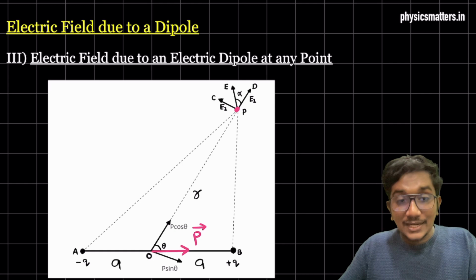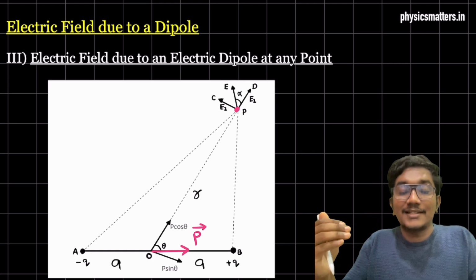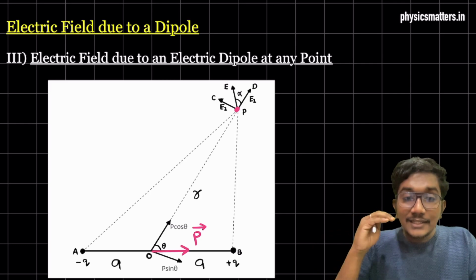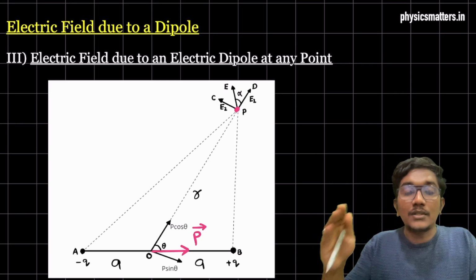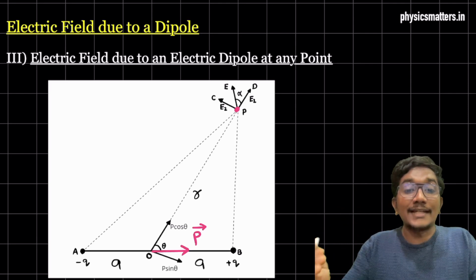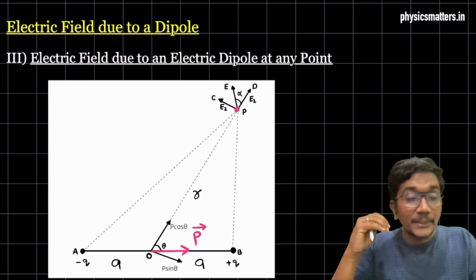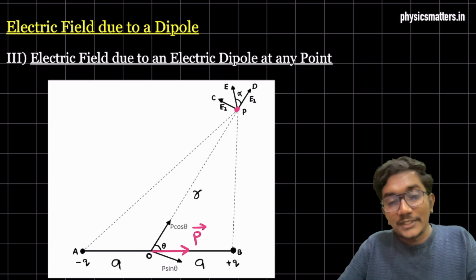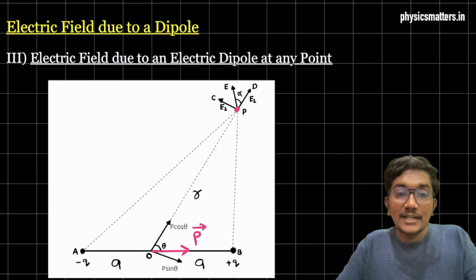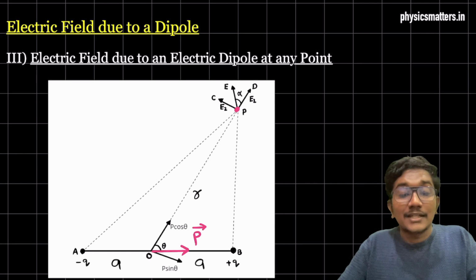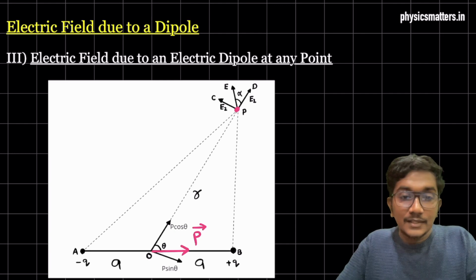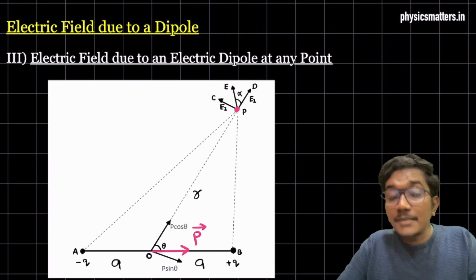What is the advantage? The advantage is we already learned that if the dipole moment is in a certain direction, we can find out the electric field along that direction, and the electric field perpendicular to that direction also. We already did that in the previous two sections, along the axial and equatorial lines, where the dipole moments were parallel as well as perpendicular to the line joining. So now we are going to use the same technique here.